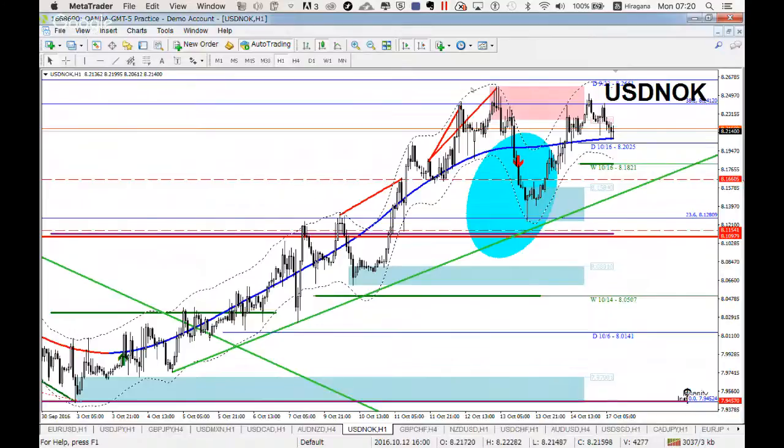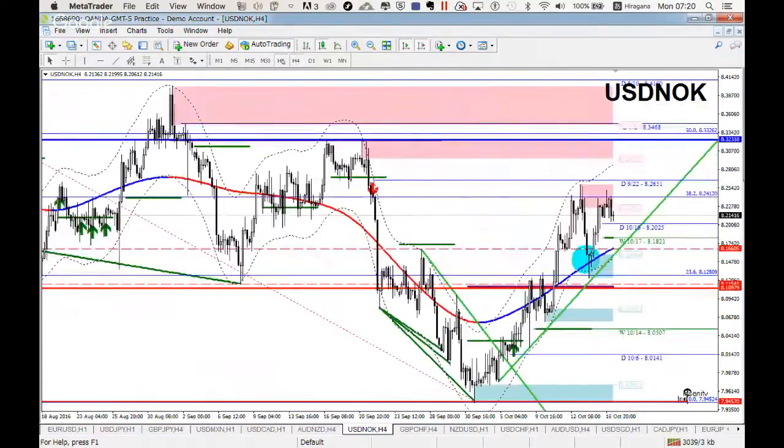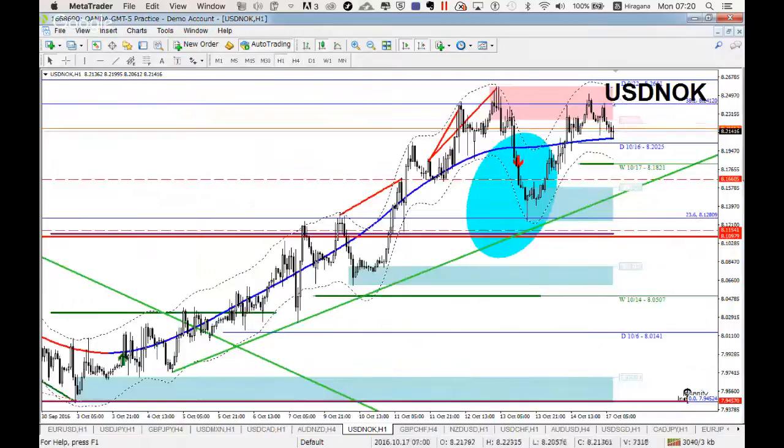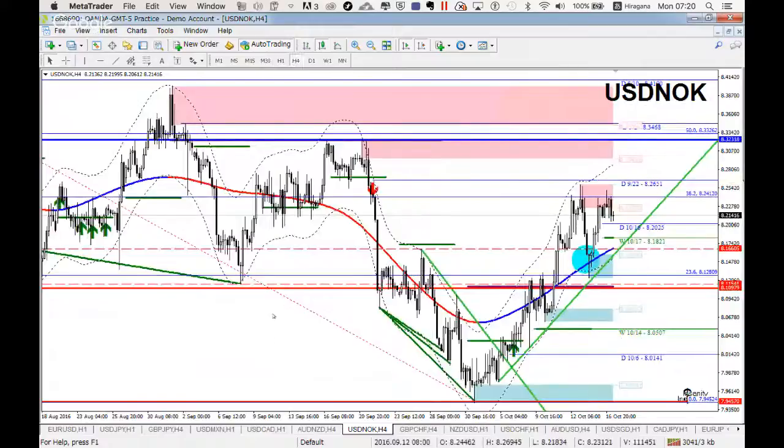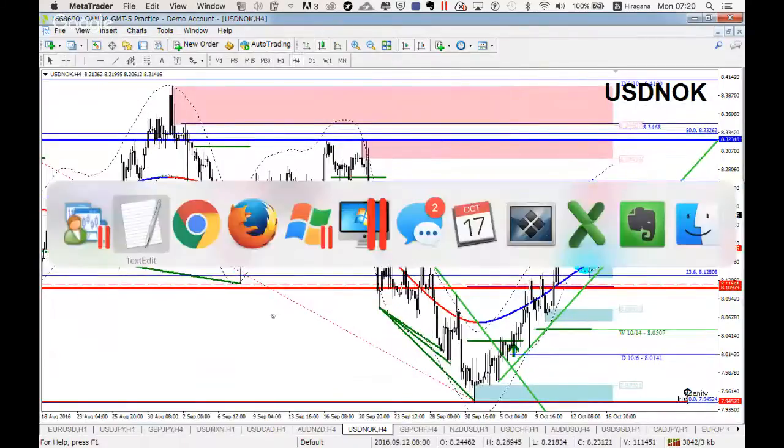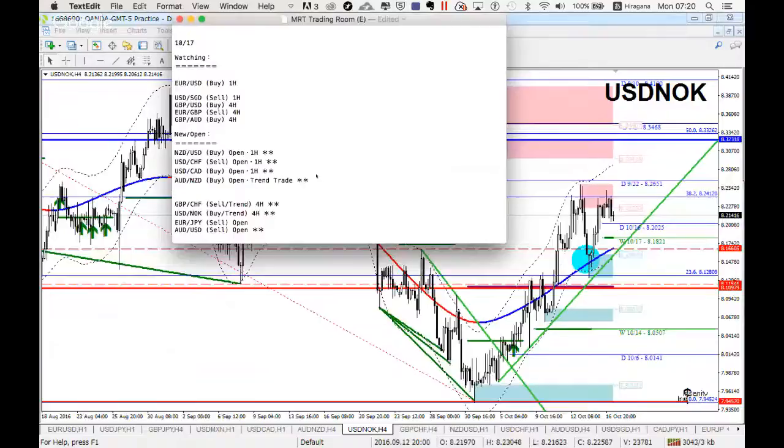And it's basically reacting to this class A supply zone here. If it can bounce through that and punch through that, let me just refresh one more time so that this zone extends out, then our trend is intact and we're still moving higher. So I'm still managing this on the 4-hour chart, and we'll see how it goes. So the dollar kroner is also still open.